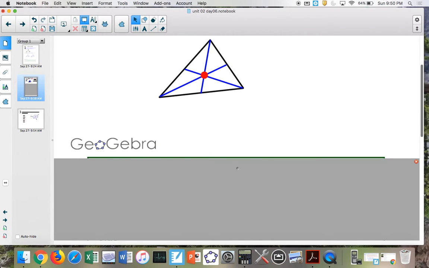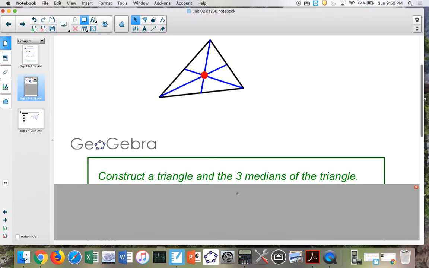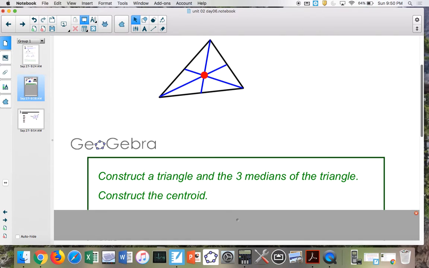So, I'd like you to go back to GeoGebra with that same sketch. So you already have the triangle and the 3 medians. And I'd like you to construct the point where they intersect. So you'll have to go to the point tool and choose intersect, and then tap on 2 of the medians, and it should create the intersection point of all 3 of them. If you like, you could even label that point centroid, if that helps you remember it.